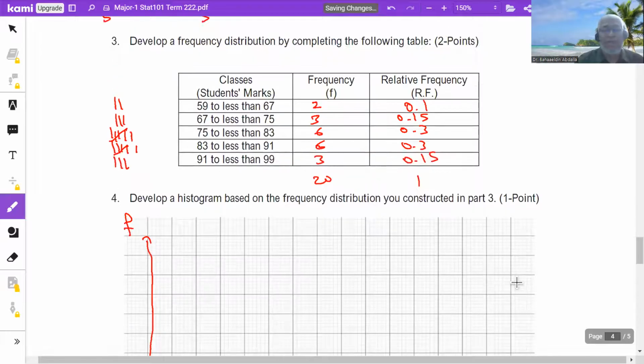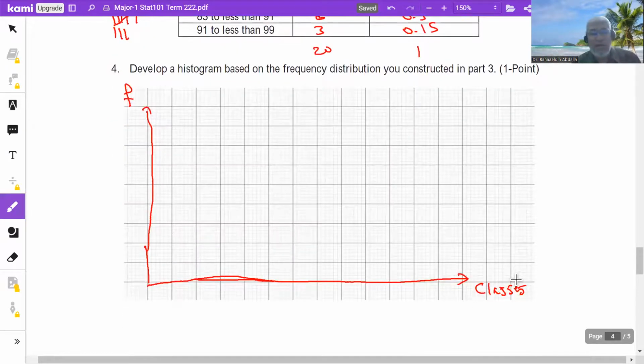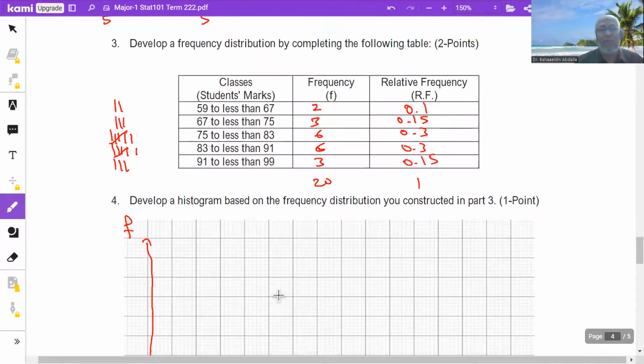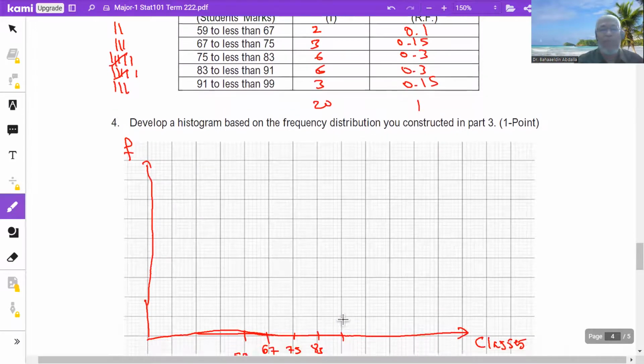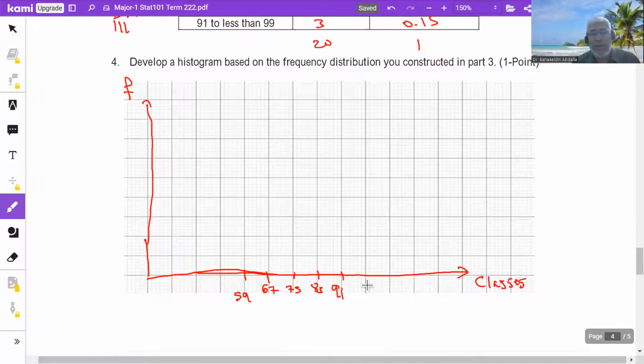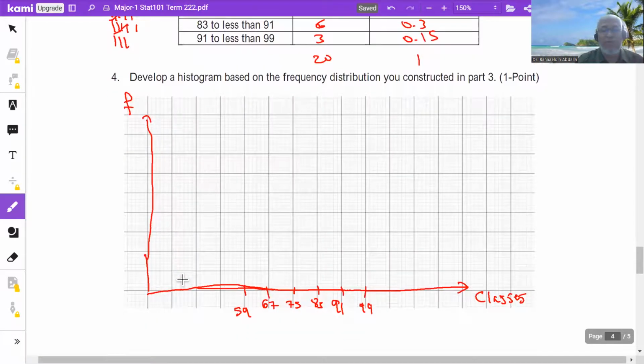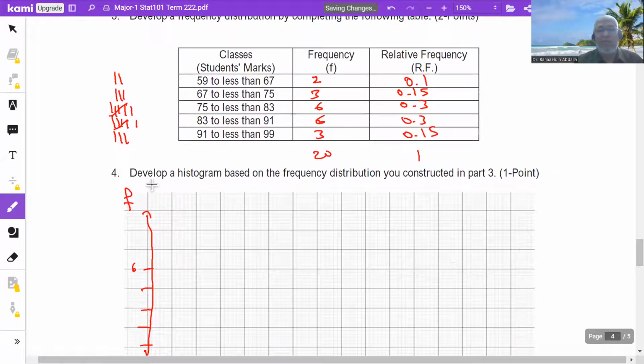So the classes start, the first class from 59 to 67. So let us say that this is 59. Then this is 67. Then 75. 83. 91. And 99. And the frequencies, I have numbers from 1 to 6. So let me say this is 1, 2, 3, 4, 5, 6. So the first class frequency is 2.